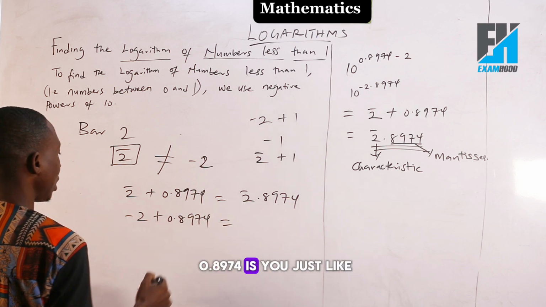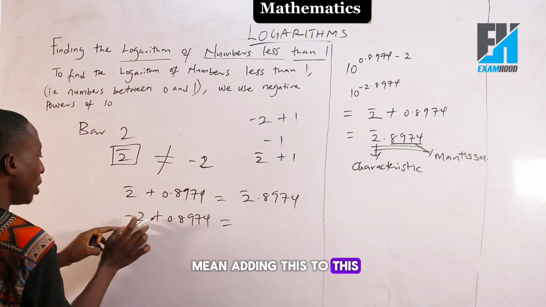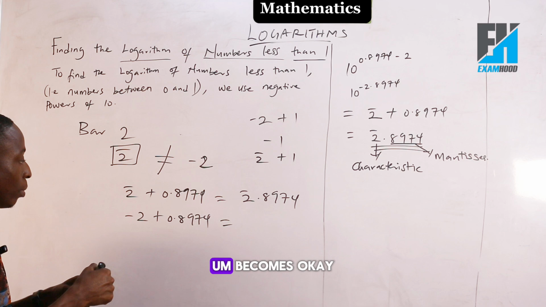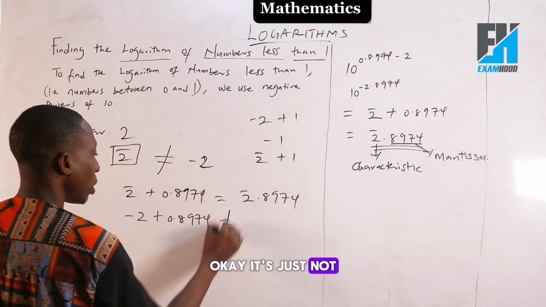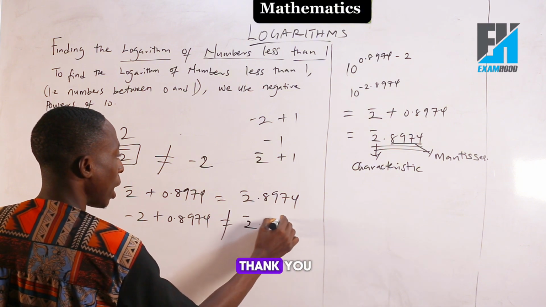Why minus 2 plus 0.8974 is just like you subtracting this, adding this to this, and when you have this to the minus, this is plus. Whatever answer it gives you becomes okay. It's just not the same thing as minus. It's not the same thing as bar 2.8974.